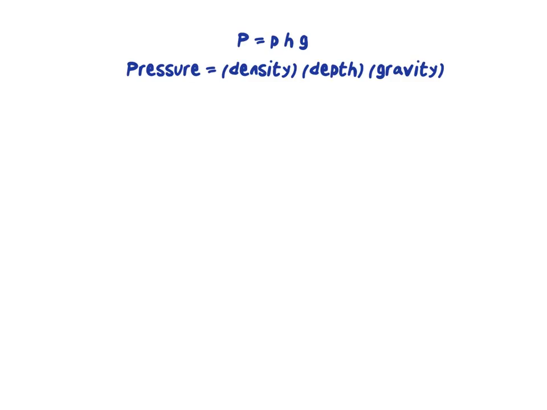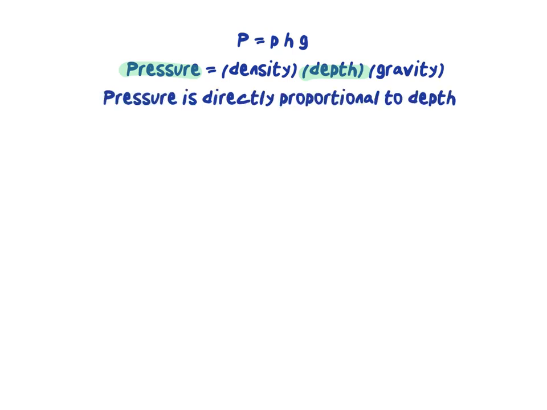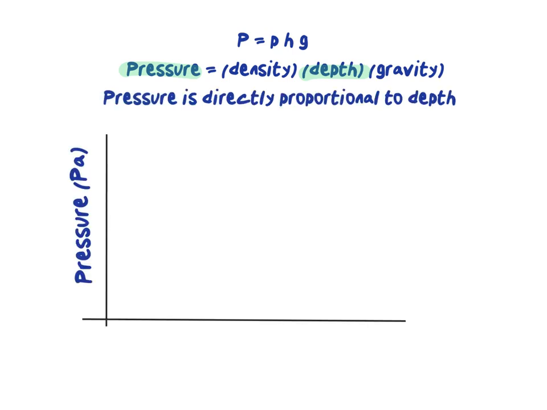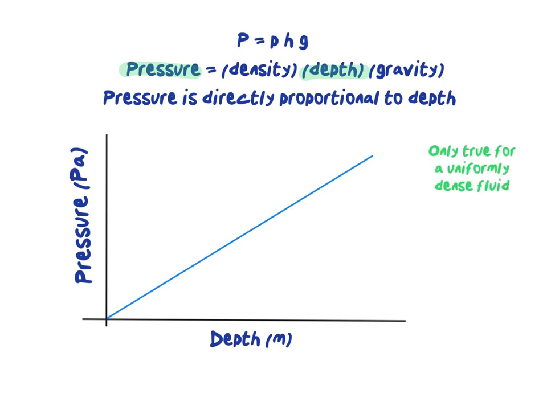The equation supports the idea that depth and pressure are directly proportional. If I were to graph the pressure versus the depth in a fluid, I would get a direct relationship. This would only occur for a uniformly dense fluid.